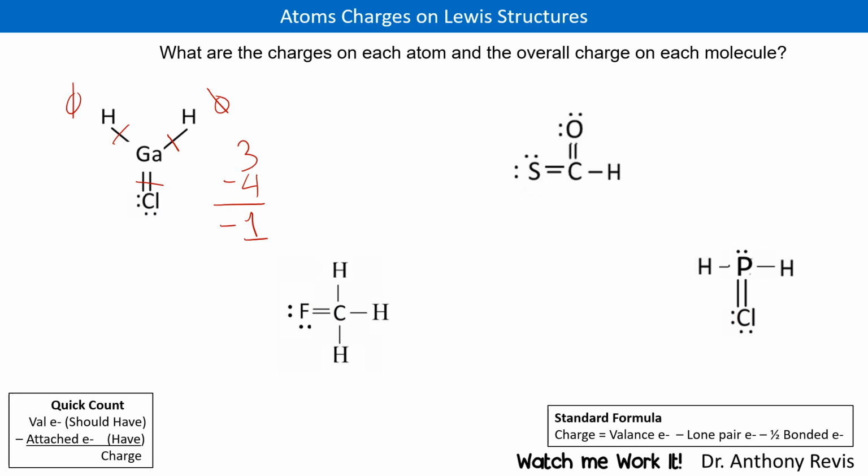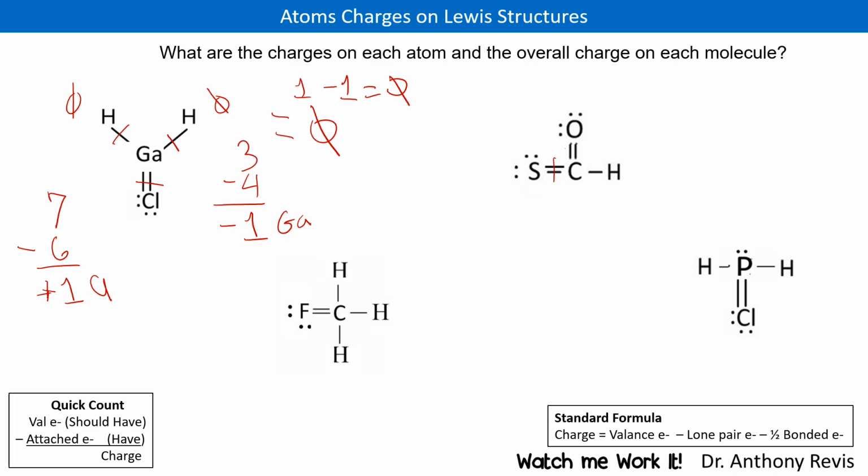Chlorine should have 7 based on its valence electron count. Associated with it right now, it has 6. So this is 7 minus 6 gives a +1. I always like to write the plus signs with it, just to keep an eye on them. So gallium has a -1 and chlorine has a +1. But the overall charge on this molecule is +1 -1 equals 0 overall. Okay, let's move on to the next one here.